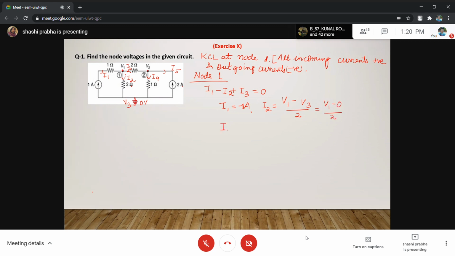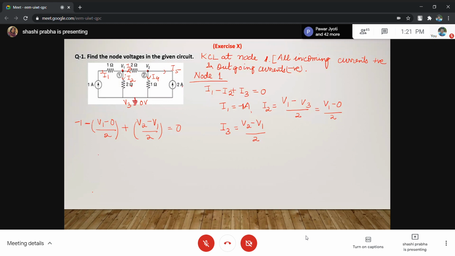What is I3? From where to where is it? V2 to V1. So this is V2 minus V1 divided by 2. So what is the equation you have got? I1 plus I2 minus I3. What is I1? Minus 1 ampere. What is I2? I2 is equal to V1 minus 0 divided by 2. Plus, what is I3? V2 minus V1 upon 2 is equal to 0.